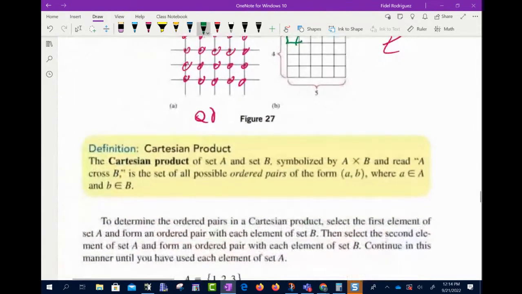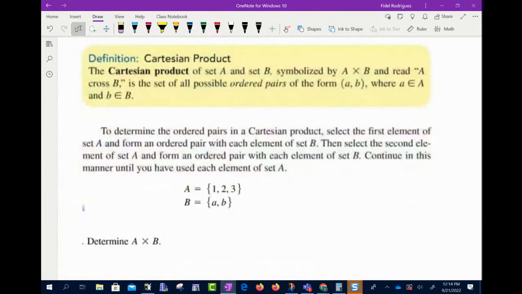Alrighty, so the next part I have here, you guys, is something called the Cartesian product, okay? And it says the Cartesian product of set A and set B, symbolized, and look how they write it, it looks like A times B, right? But the way I really read that is A cross B, okay? Is the set of all possible ordered pairs in the form (a, b), where little a is part of the set A and little b is part of the set B.